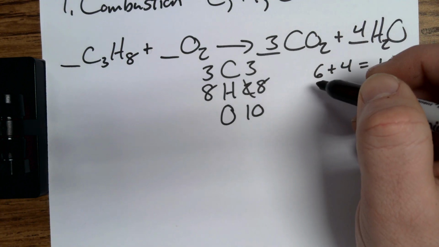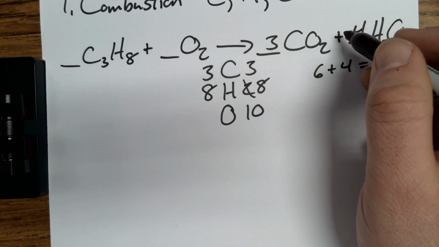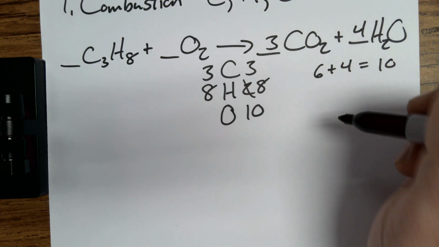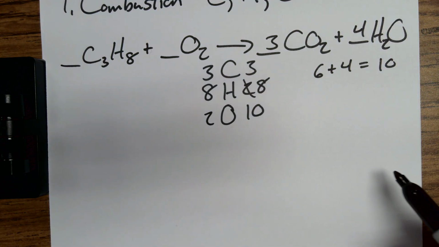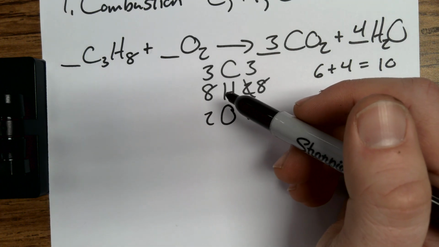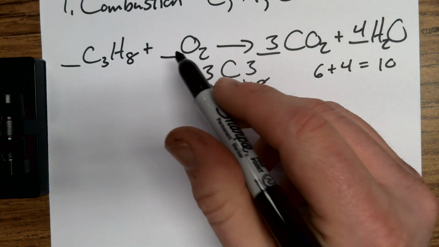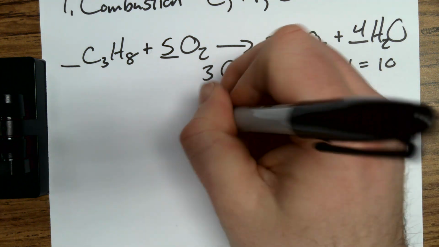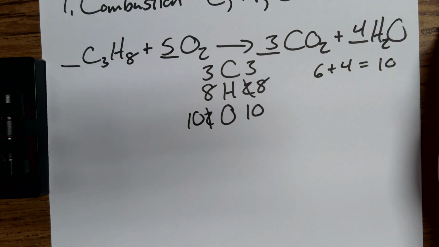3 times 2 oxygens gives me 6 oxygens. 4 times 1 oxygen gives me 4 oxygens. There's a plus sign here. I add them together. That means I have 10 oxygens on my product side. I currently have 2 oxygens on my reactant side. What coefficient am I going to put in front of O2 so I have 10 oxygens on my reactant side? 5. With that, my equation is balanced.